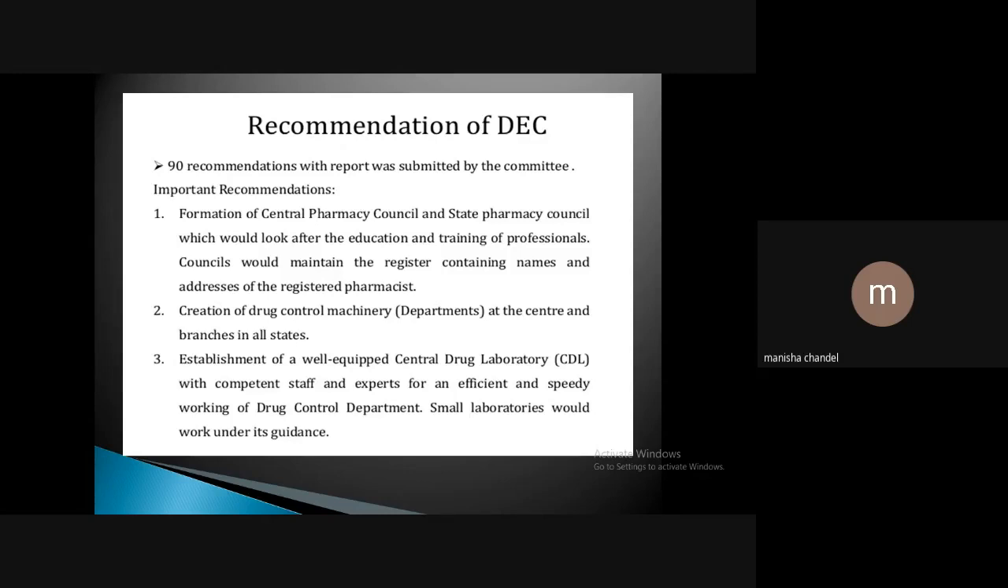The second recommendation was creation of drug control machinery departments at the center and branches in all states. The third recommendation was establishment of a well-equipped central drug laboratory with competent staff and experts for efficient and speedy working of the drug control department. Small laboratories would work under its guidance.